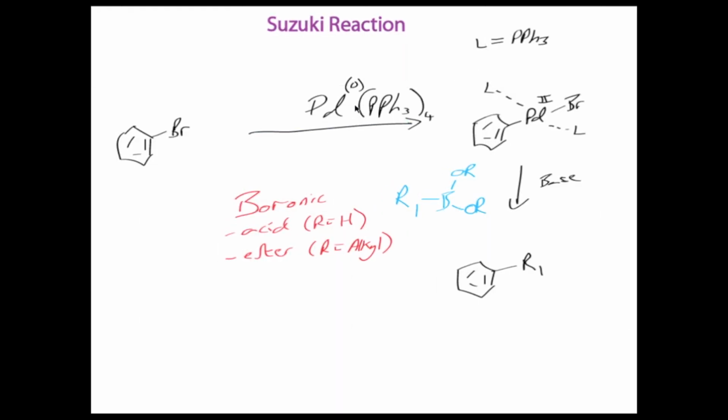Okay, in this tutorial, we're just going to go over the Suzuki reaction. If you've looked at the Heck reaction, it's very, very similar, apart from, instead of using an alkene, we can use these boronic esters or boronic acid, depending whether they're R groups, a proton or an alkyl group.